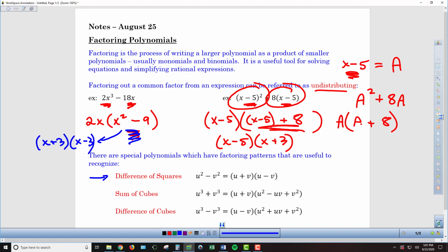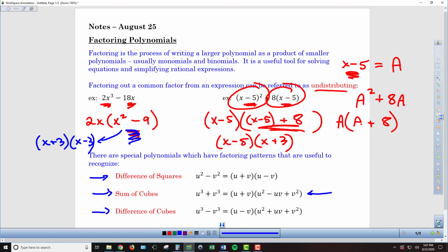The other two that are here are just patterns that we have to memorize as well. That's for the sum of cubes and for the difference of two cubes. So now, when we have a sum of two cubes, let's say it was x cubed plus 27. x cubed is a perfect cube, 27 is a perfect cube. That factors into the pattern that we see here.